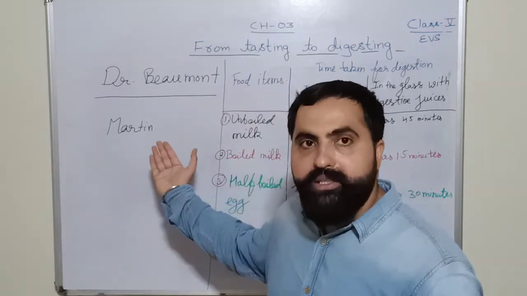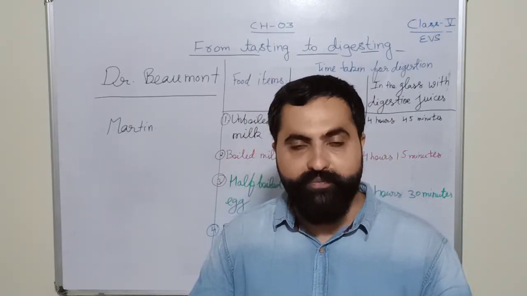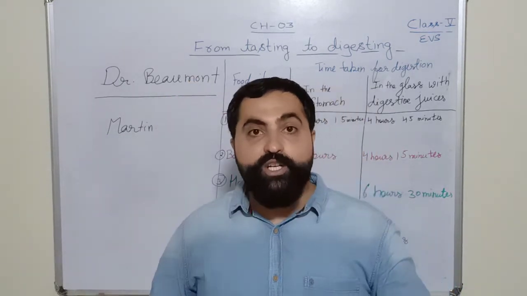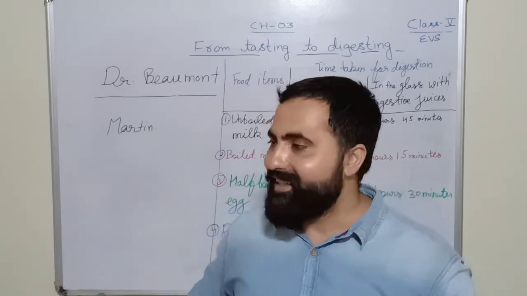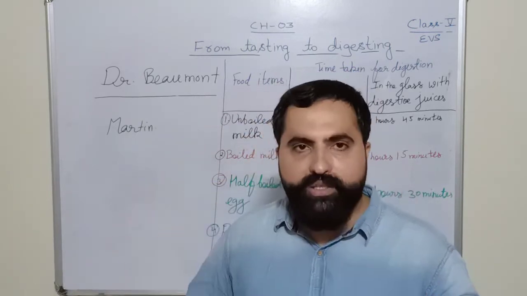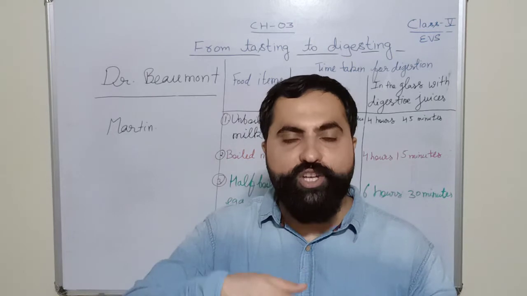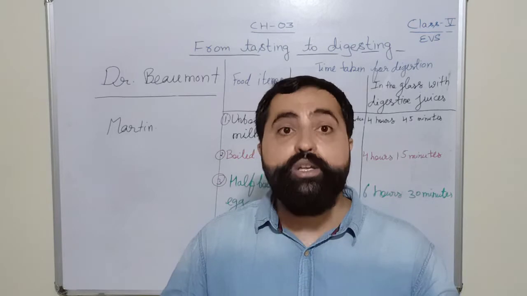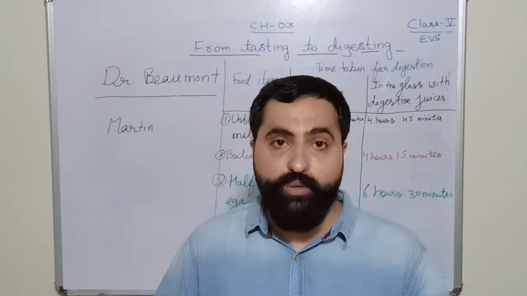So Dr. Beaumont took some food from the stomach, also through the food pipe. And you know, the whole experiment done by Dr. Beaumont took 9 years. That is so long, no? It took 9 years. And what did he do? Dr. Beaumont thought, if I take the digestive juice out from the stomach and put it in a jar and add some food item, will the food item digest or not? He wanted to know that, and if it digests, how long it takes.